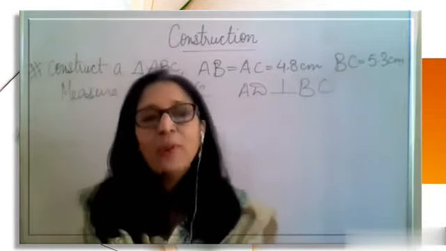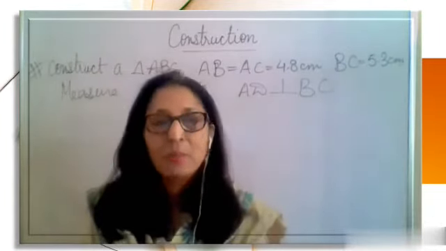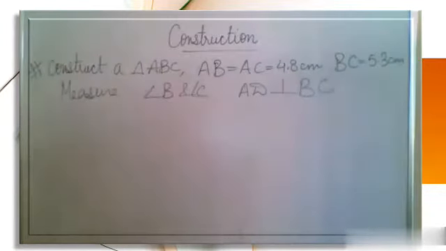Hello students, today we will do again some extra question based on construction. As I have taken this question, construct a triangle ABC, AB equal to AC equal to 4.8 centimeter, BC equal to 5.3 centimeter, measure angle B and angle C and draw AD perpendicular BC.